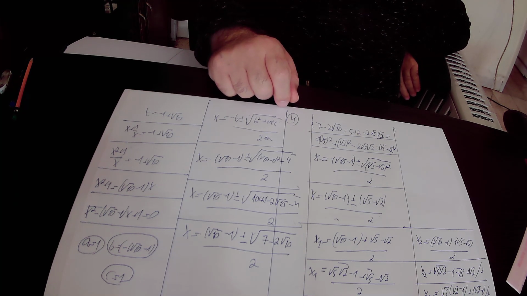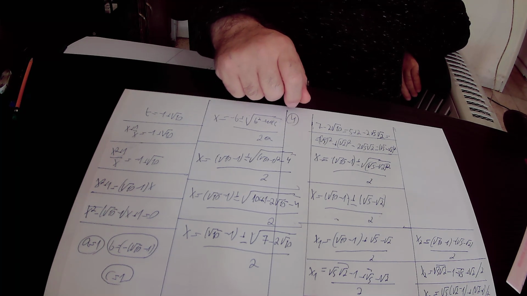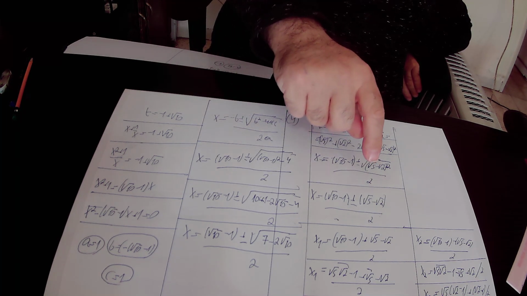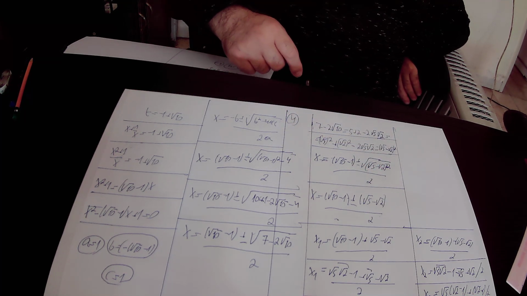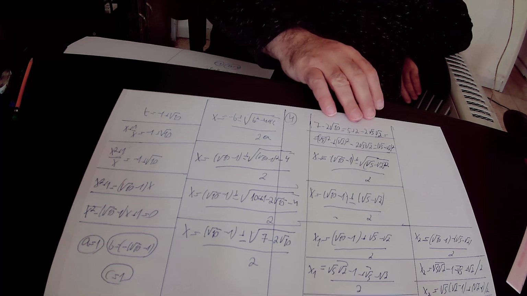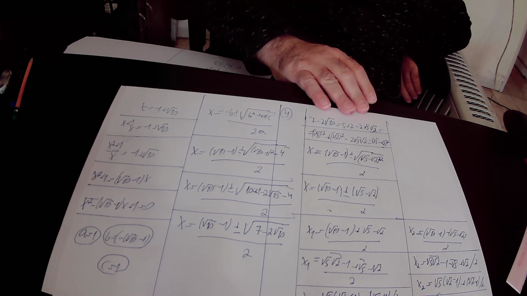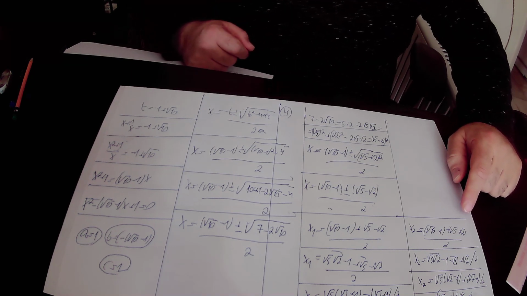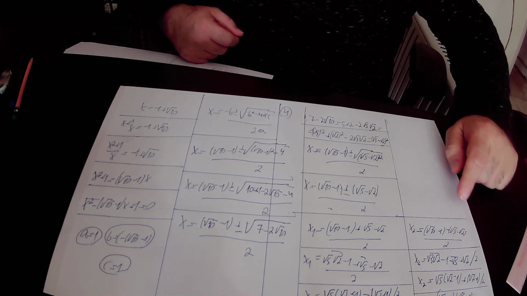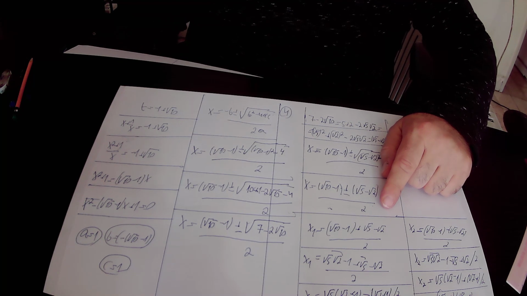The first solution is x1 equals square root of 10 minus 1 plus square root of 5 minus square root of 2, and the second solution for x, for this quadratic equation, is x2, that equals square root of 10 minus 1 minus square root of 5 minus square root of 2. So we continue with x1.